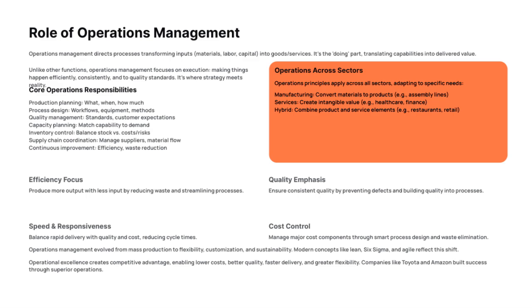We start with production planning, deciding what to produce, when, and how much. Process design is about establishing workflows, choosing the right equipment, and defining methods.